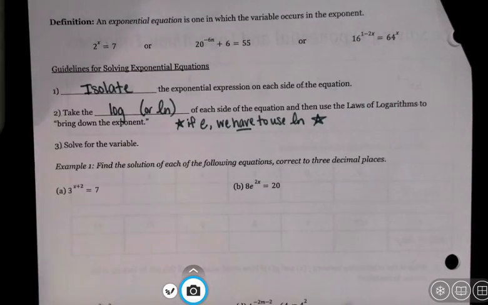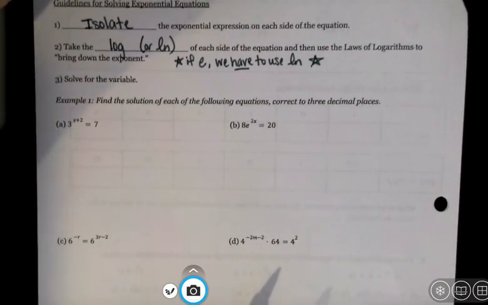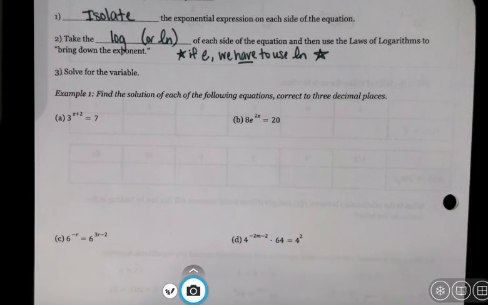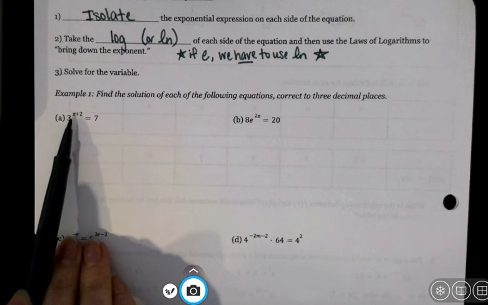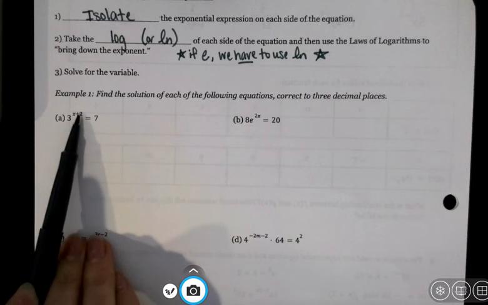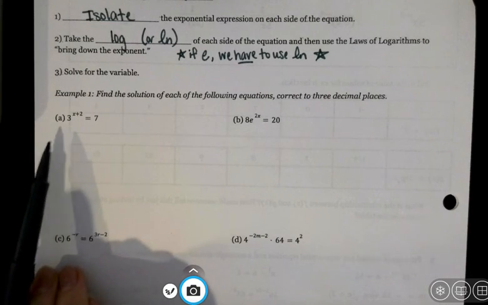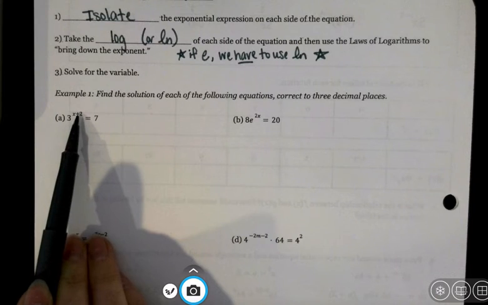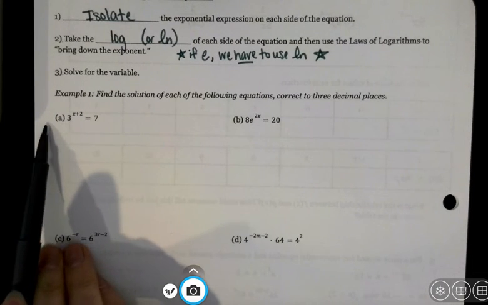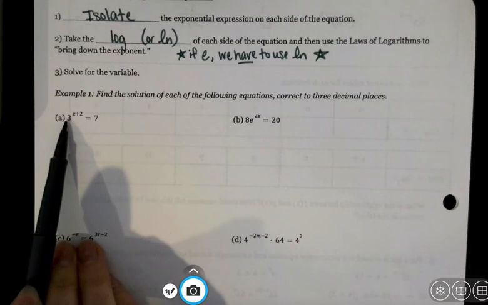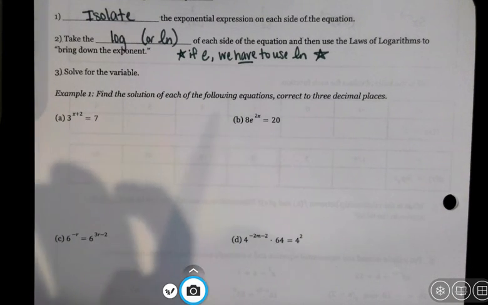So I'm going to go through a couple examples. I'm going to start with a. So I notice that my variable here is in my exponent on the 3. That needs to be isolated. And right now it is, because the plus 2 is a part of that exponent. So nothing is being added or subtracted or multiplied to the 3. So step 1 is done.